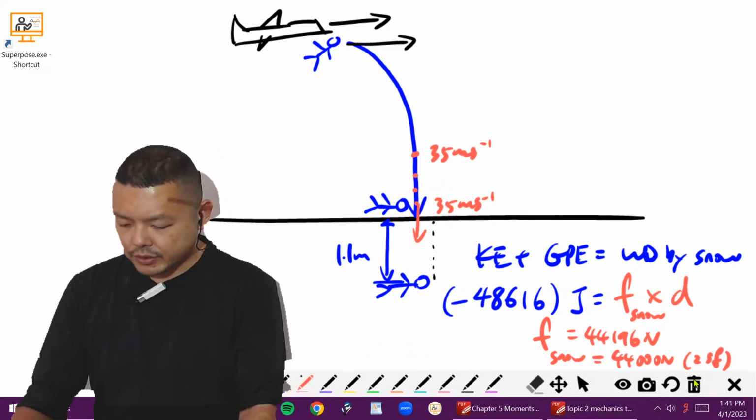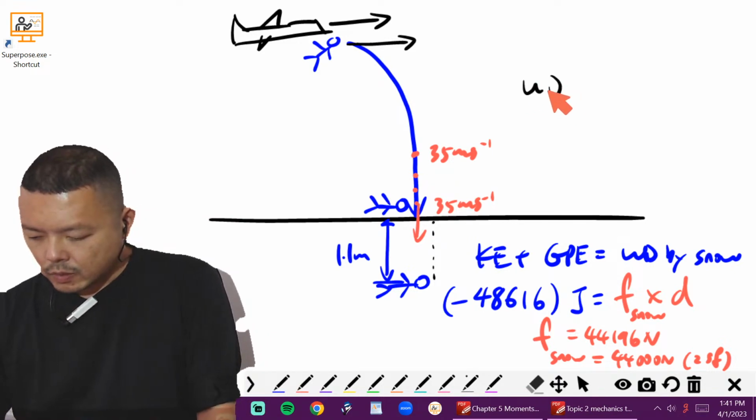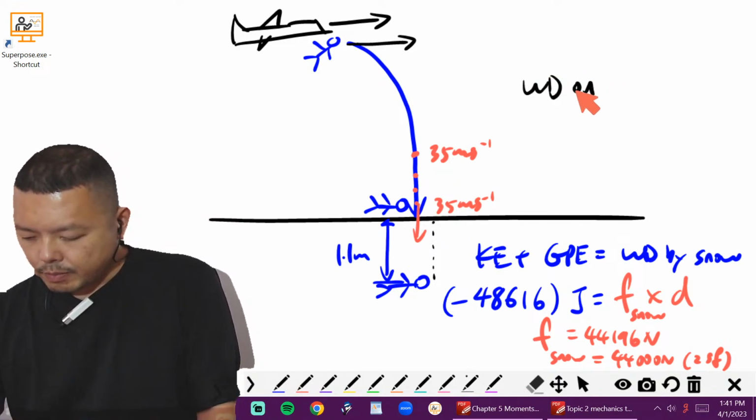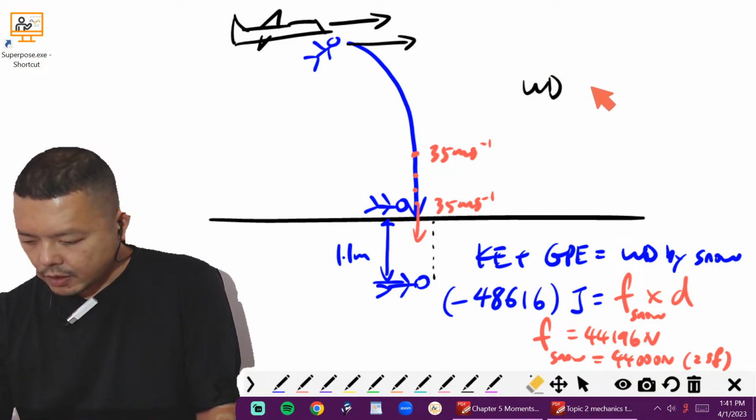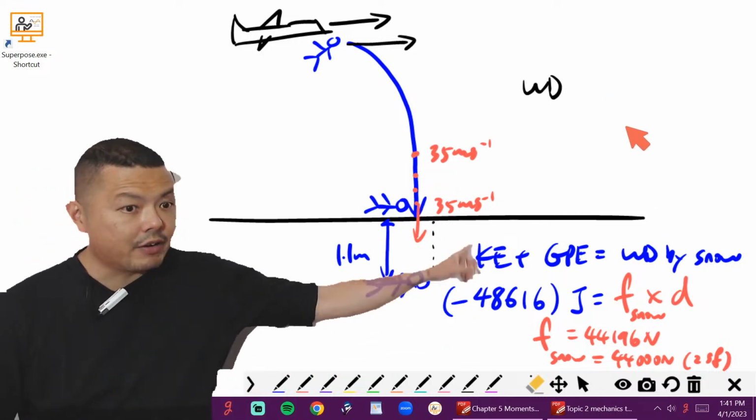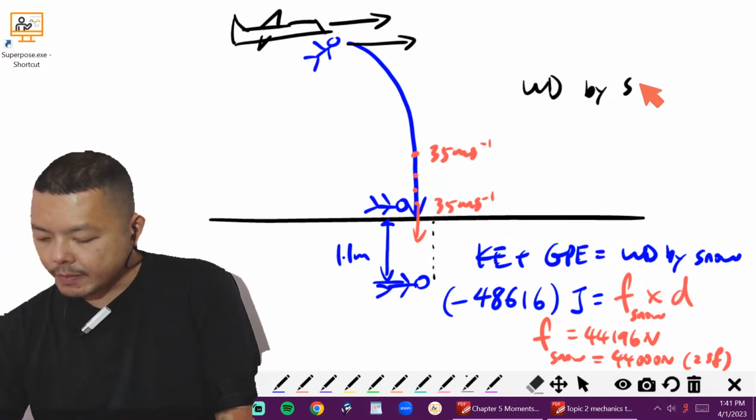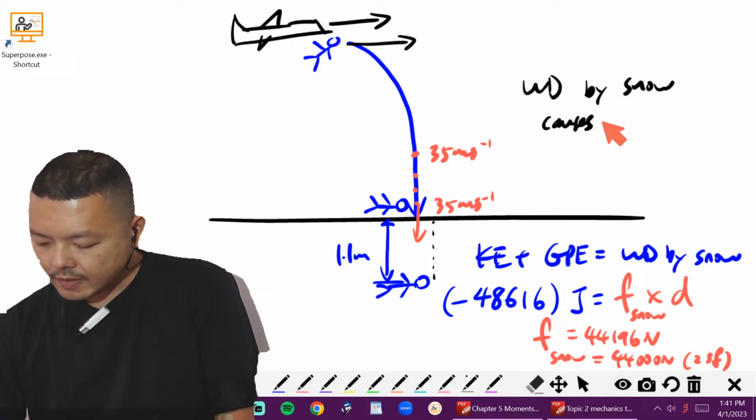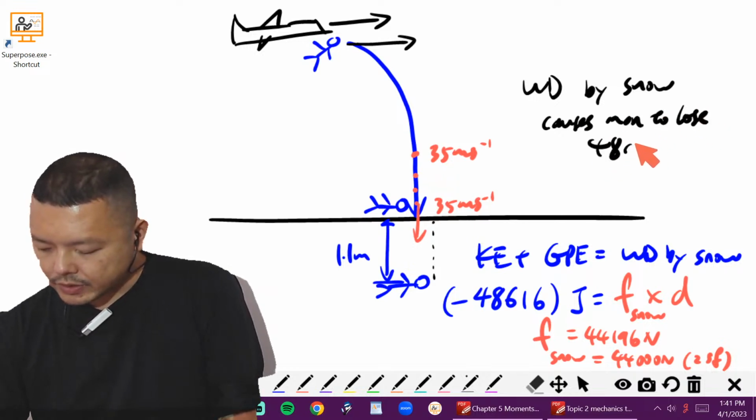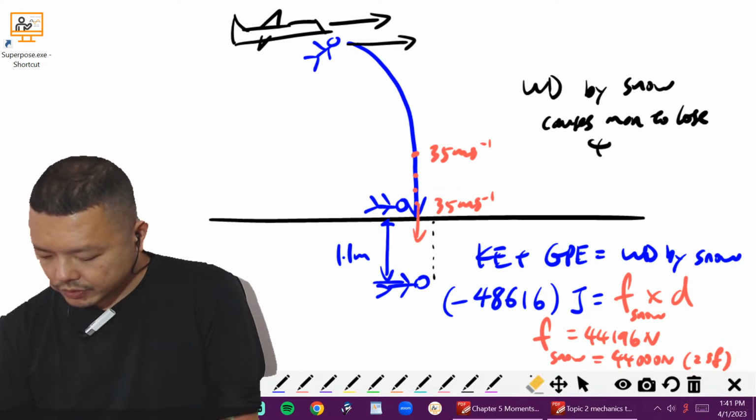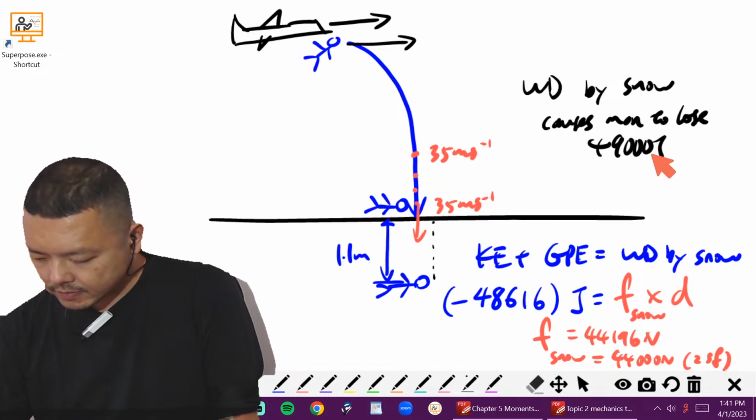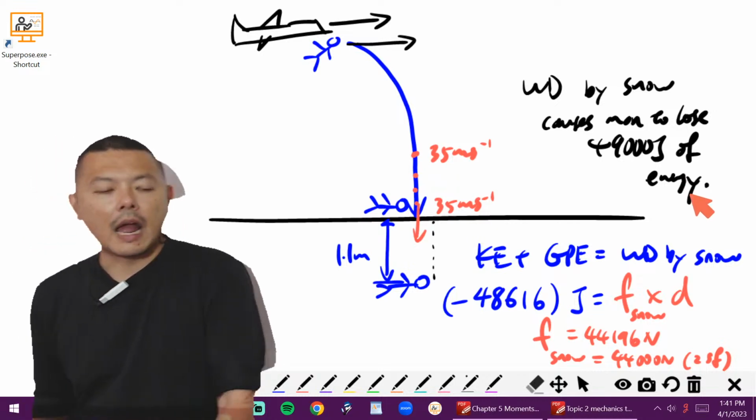You can do this. You can say that work done by snow. You calculate already, then you put a statement. The statement will be the one that covers you. Work done by snow causes man to lose 49,000 joules of energy. And then here's the thing.